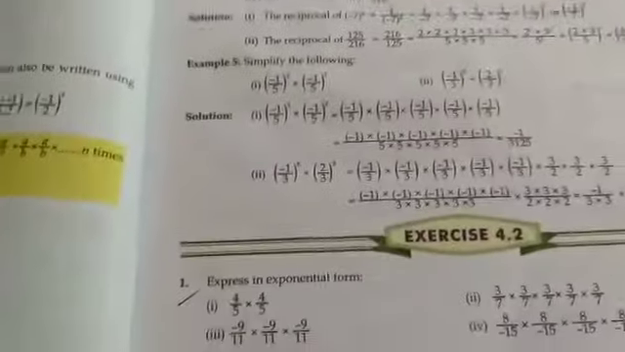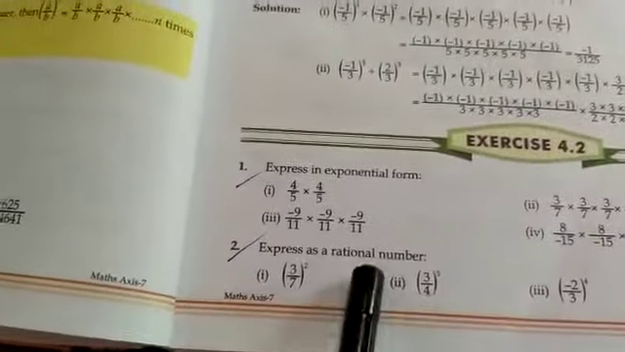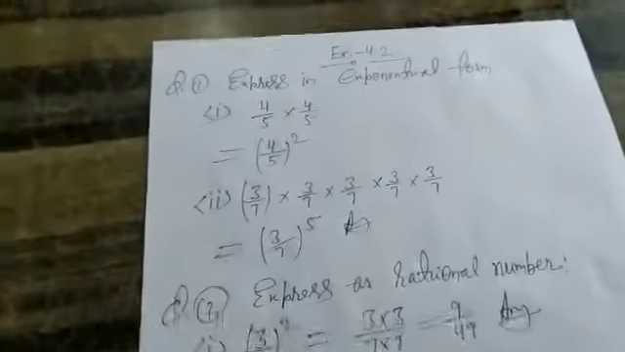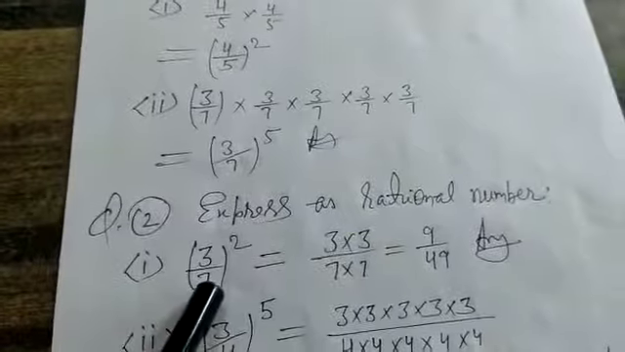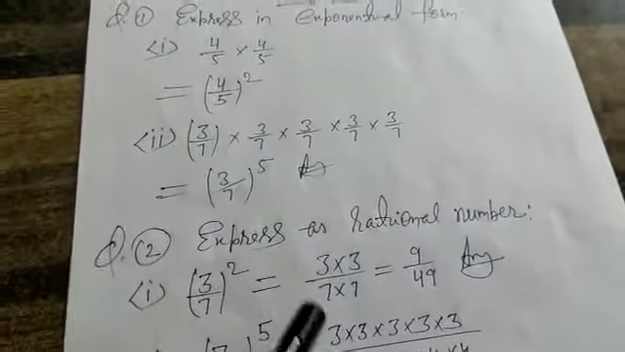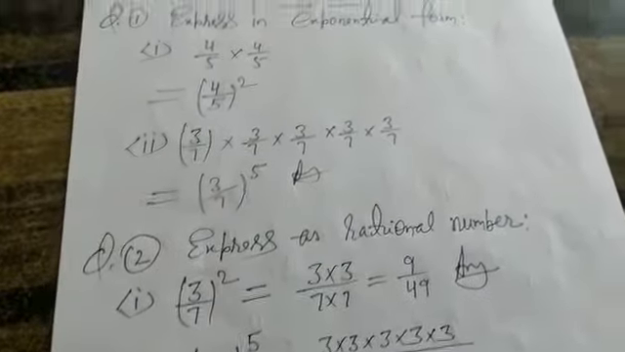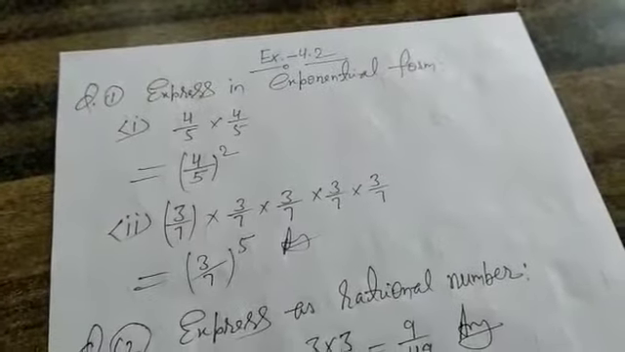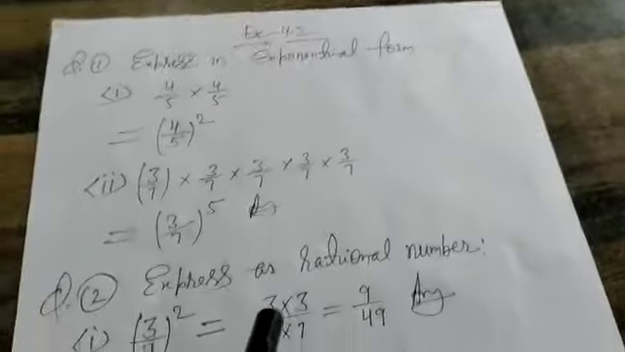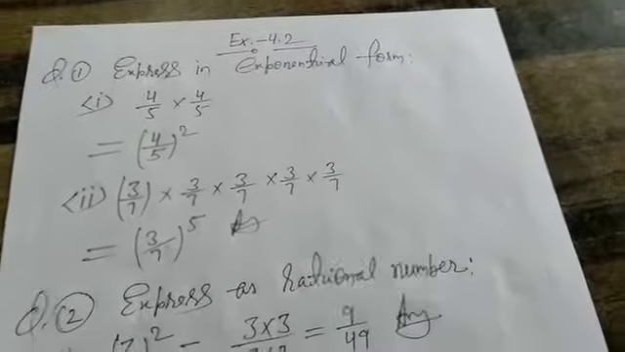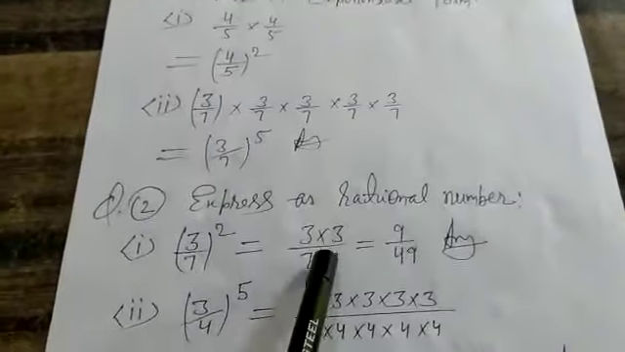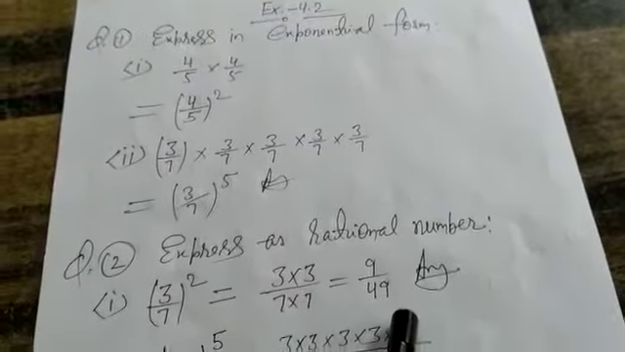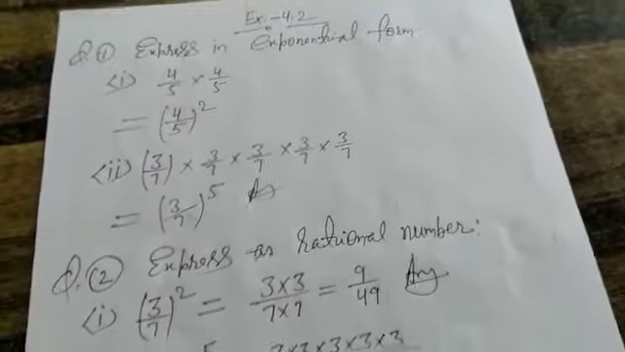Question number 2 says express as a rational number. Here the question is given in exponential form and we have to express it in the form of a rational number. So (3 by 7) whole square is given. We will write 3 square by 7 square. 3 square is 3 into 3 and 7 square is 7 into 7. So 3 3s are 9 and 7 7s are 49. 9 by 49 is your answer.